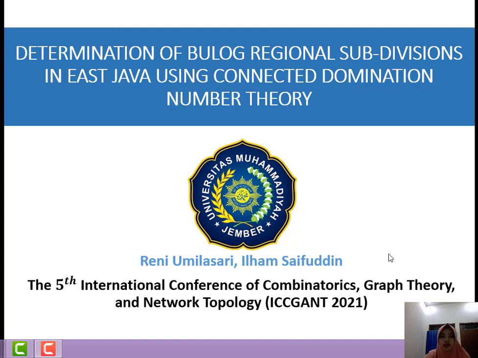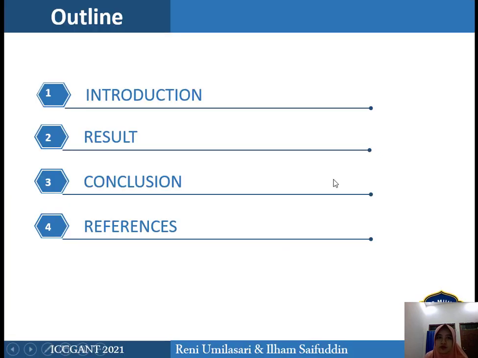Let me introduce myself first. My name is Reni. This is our joint research, me and my friend Ilham Saifuddin. The title is Determination of Bulog Regional Subdivision in East Java using Connected Domination Number Theory. I will show the introduction, result, conclusion, and references that were used in this research.